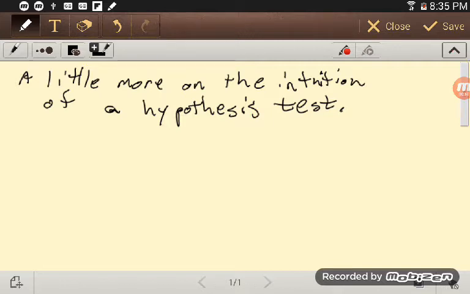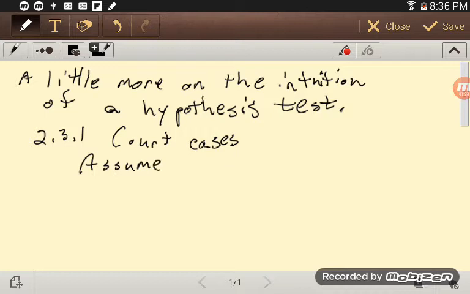So a little more on the intuition of a hypothesis test. The text, the authors actually do a very nice job of, I guess it's 2.3.1, they mention court cases. And in particular, let's go with criminal cases, because suing, that kind of thing, is a little bit different. But when you think of a criminal case, what's the jury supposed to do? They're supposed to assume innocence. I could look it up, but you all can make fun of me if I've got it totally wrong there.